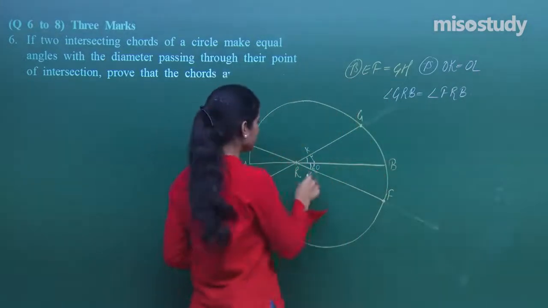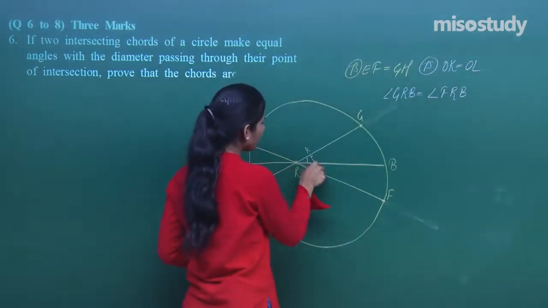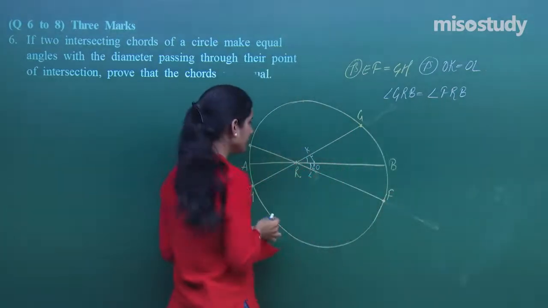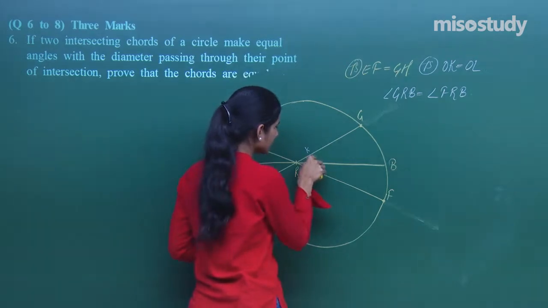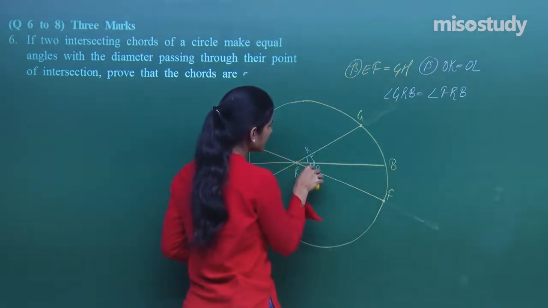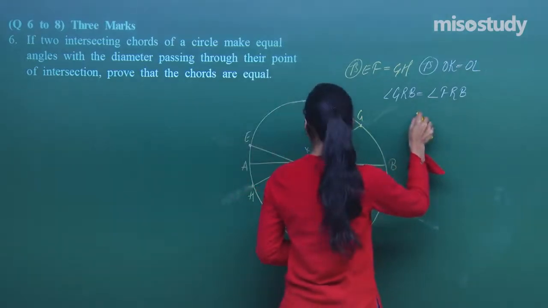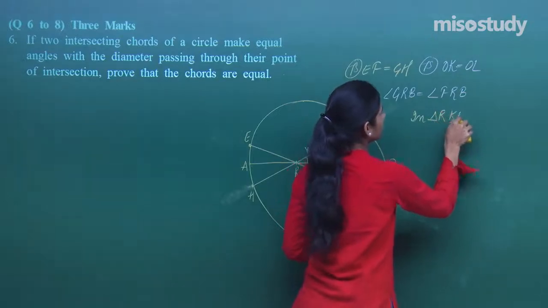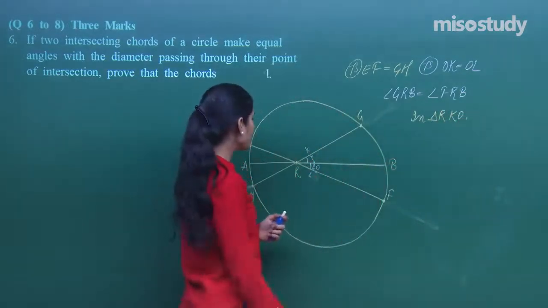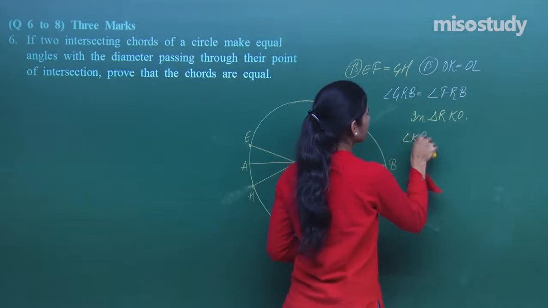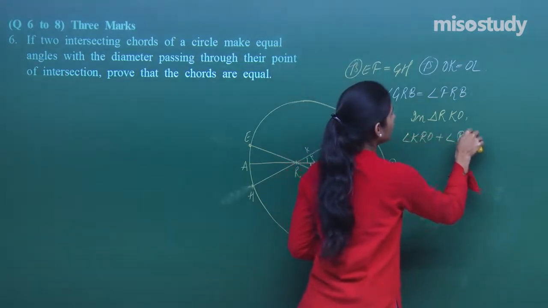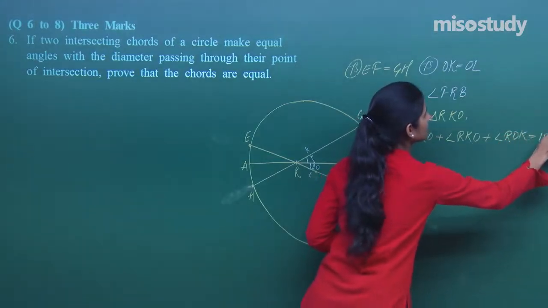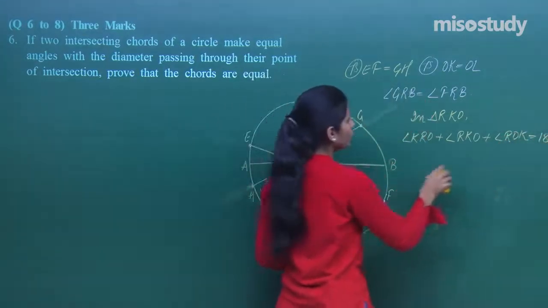How to show this? Consider triangles KRO and LRO. First of all, let me focus upon these two angles: one is KOR and one is LOR. If you talk about triangle RKO, you know that by the angle sum property, angle KRO plus angle RKO plus angle ROK is 180. Now, angle RKO is already 90 degrees.